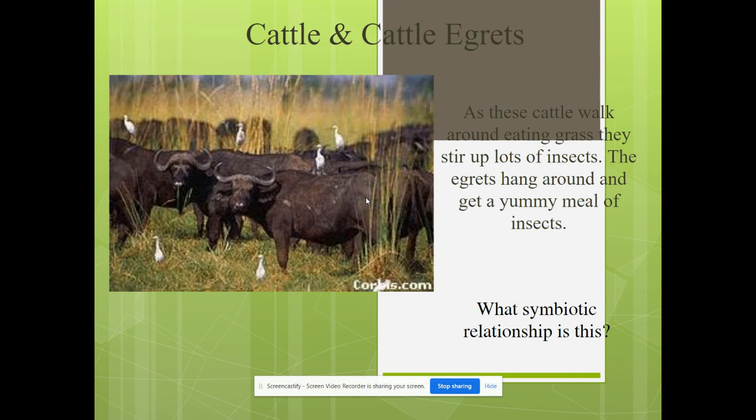So, cattle and cattle egrets. This bird is basically hanging out with the cattle, and as the cattle stirs up the ground, it stirs up the insects, and the bird gets a meal. So, what type of relationship is this? Very good, guys. It's commensalism.